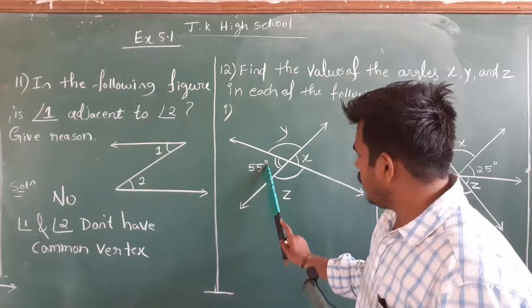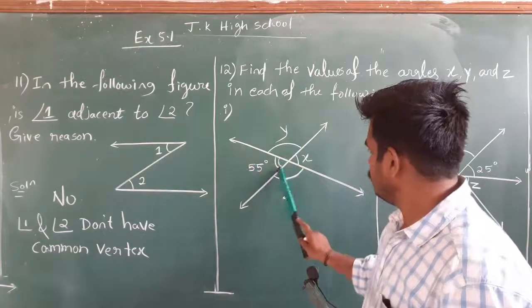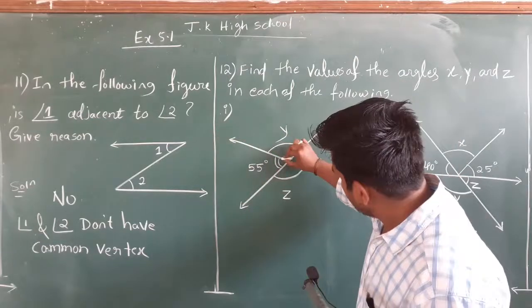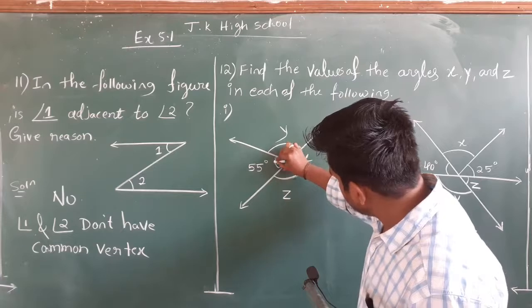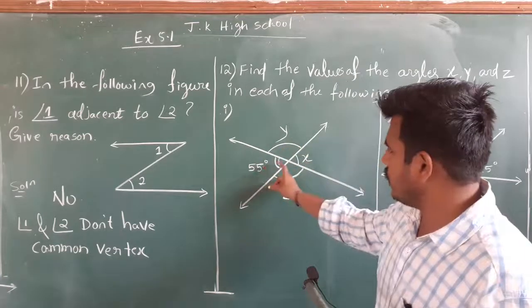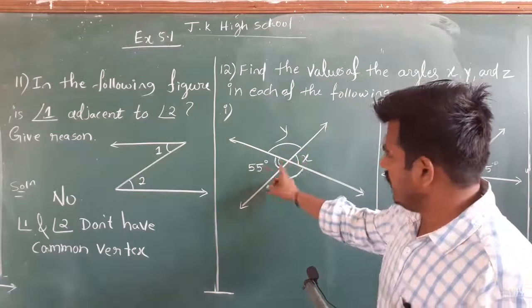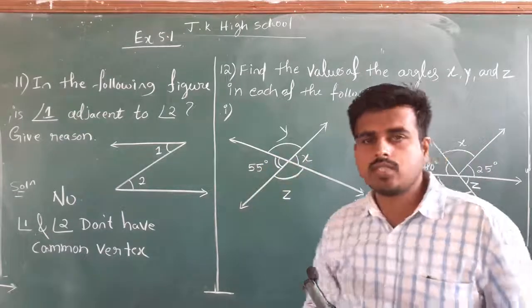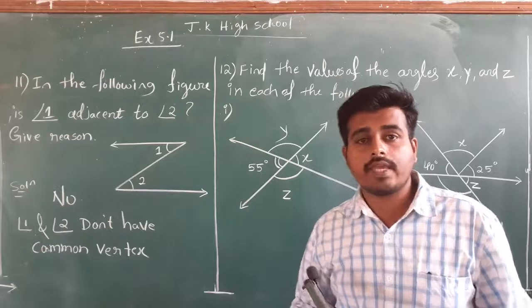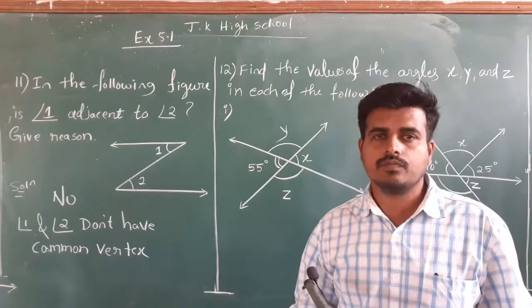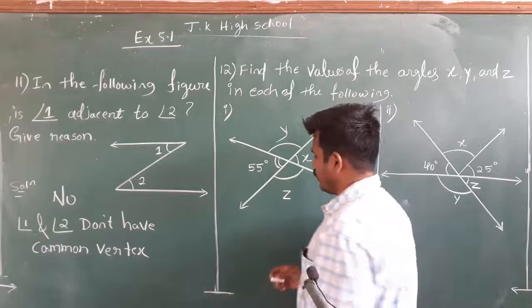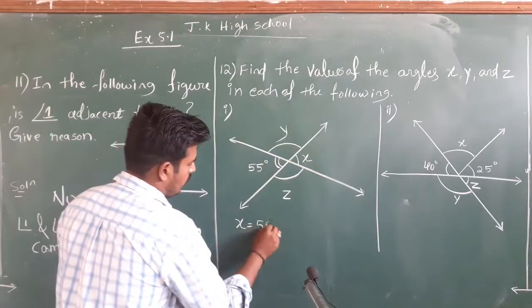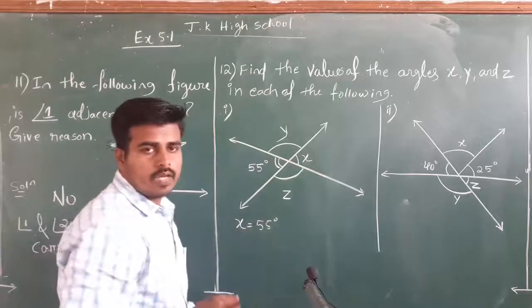Now look, 55 degree is given. For this angle, which is the vertically opposite angle? x is the vertically opposite angle. x is vertically opposite to 55 degree. So just by looking at the figure you can say x is also 55 degree. So I got x is equal to 55 degree.